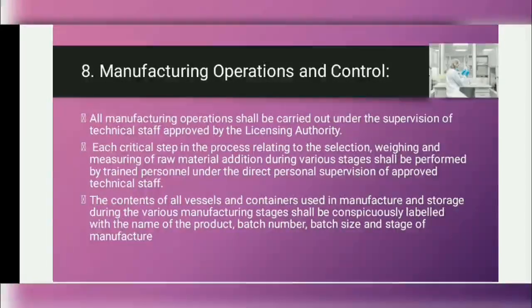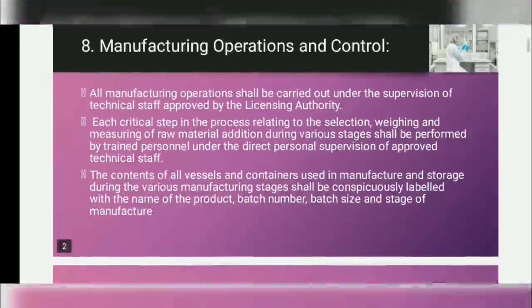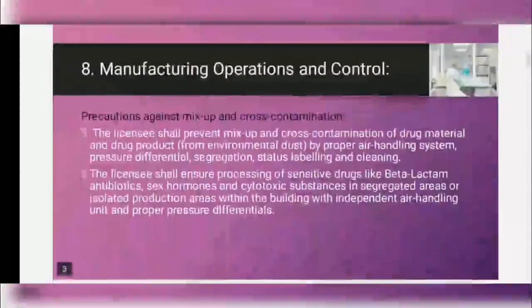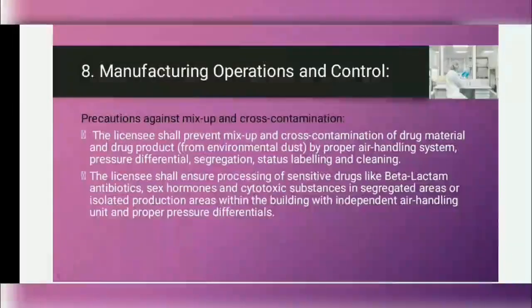The next point is the contents of all vessels and containers used in manufacture and storage must be conspicuously labeled. And what does this label contain? This label contains the name of the product, batch number, batch size and stage of manufacture. So let us see more about manufacturing operations and control.